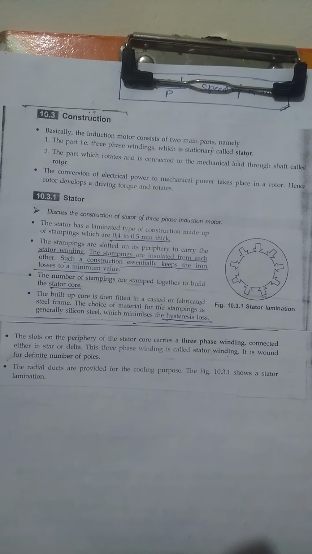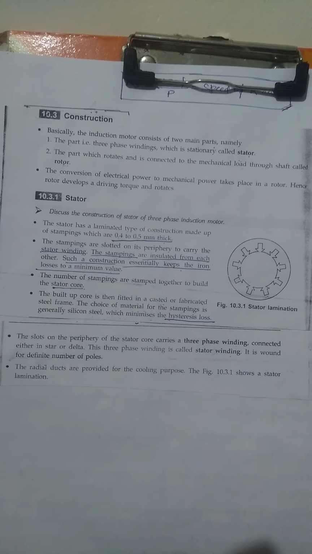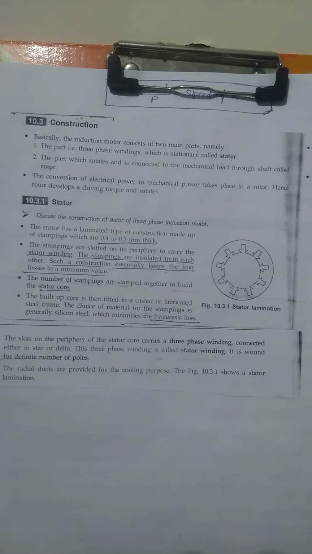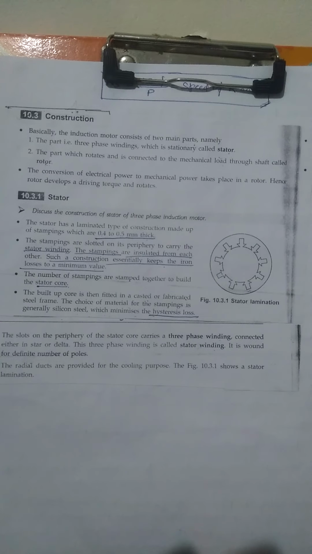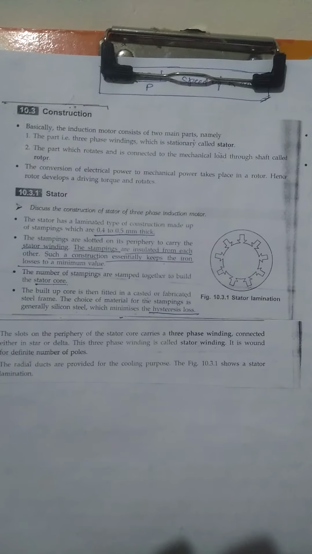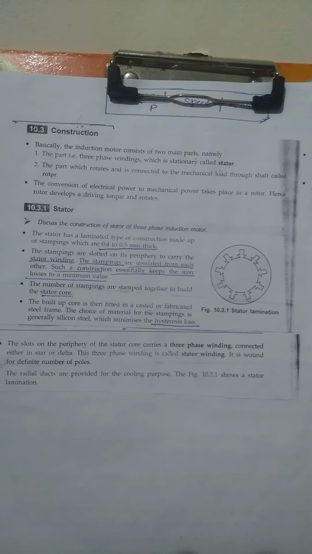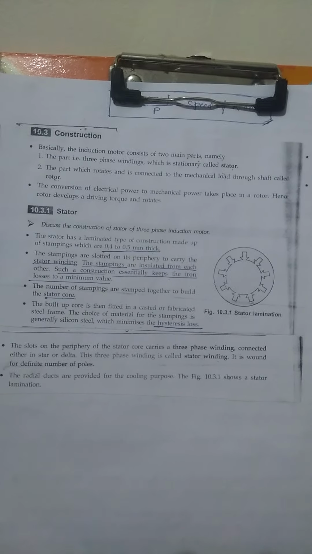The built-up core is then fitted into a cast or fabricated steel frame. Finally, this is for protection purposes. It is fabricated in the frame. The choice of material for the stampings is generally silicon steel, to minimize the hysteresis loss. Why minimize hysteresis loss? Because losses will be produced, and the frame is for protection.